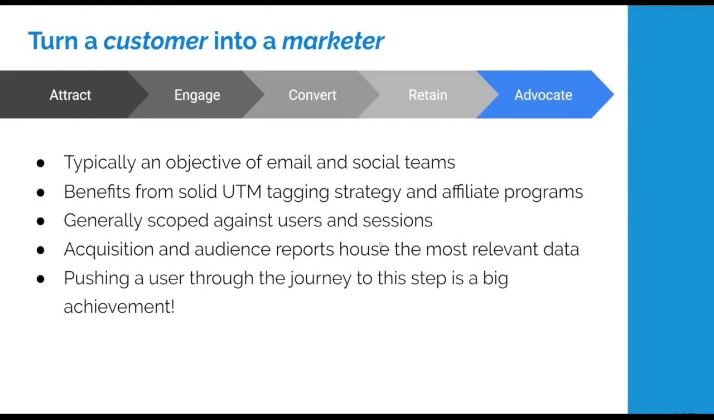So last, turning a customer into a marketer. Typically an objective of email and social teams. And the reason why those teams are typically in this phase of the cycle is because they have a very shareable mechanism inherent in the medium that they operate in. This benefits from a solid UTM tagging strategy and affiliate programs.